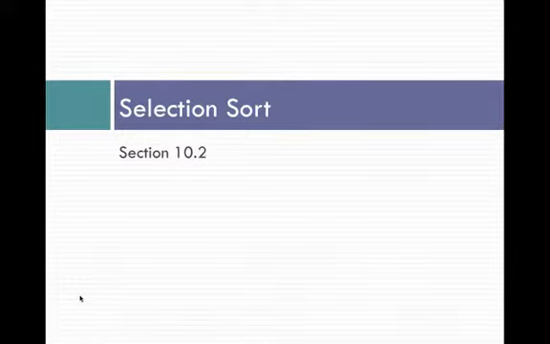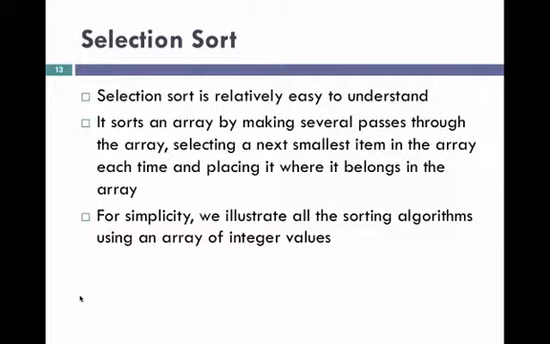The first sort we'll learn about is called selection sort. It's easy to understand. It sorts an array by making several passes through the array, selecting the next smallest item in the array each time and placing it where it belongs. For simplicity, we'll illustrate all the sorting algorithms using an array of integers.